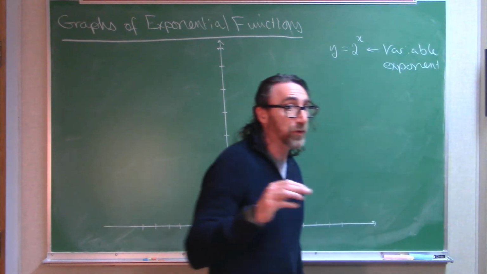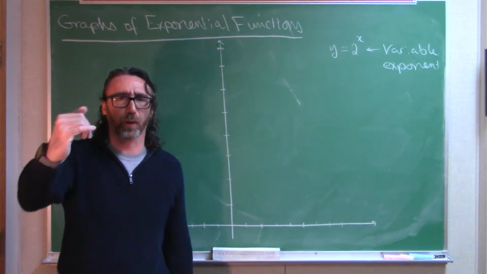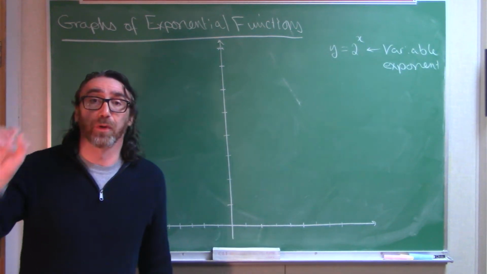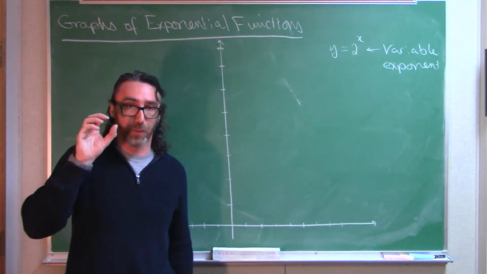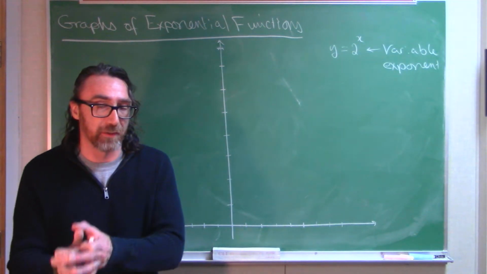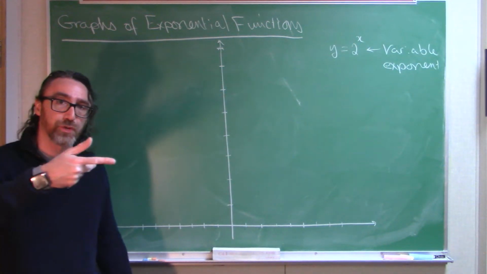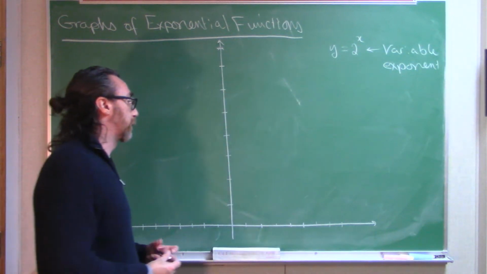Polynomials have exponents, but in a polynomial like x squared plus 5x plus 1, it has an exponent, but the exponent is fixed. So a polynomial has the base being variable and the exponent fixed. With an exponential function, we swap that. The base is fixed and the exponent is variable.